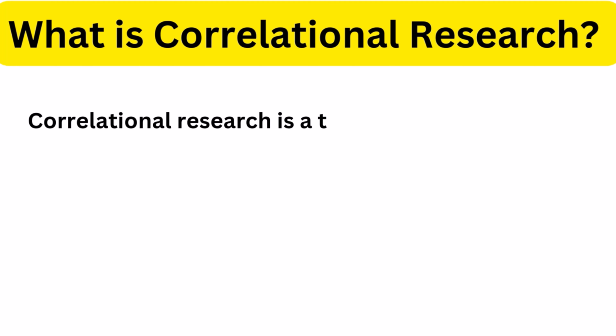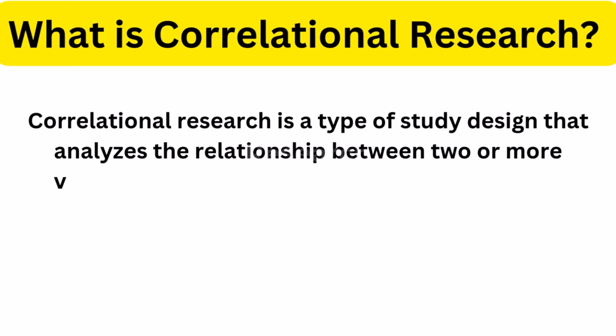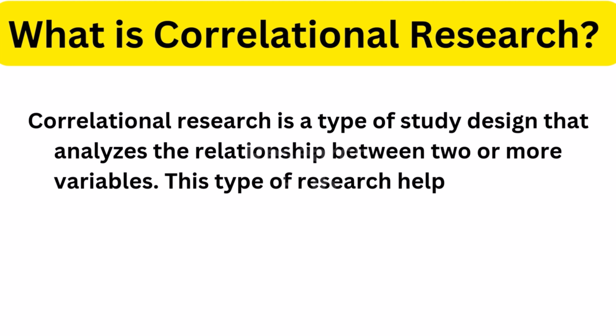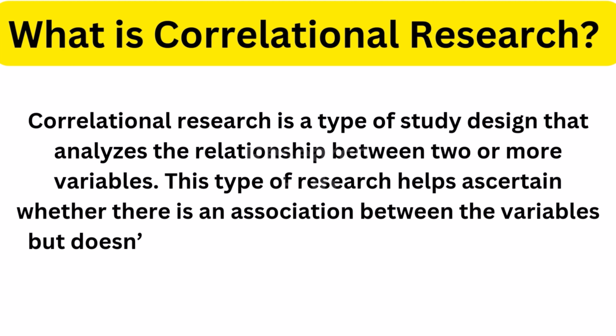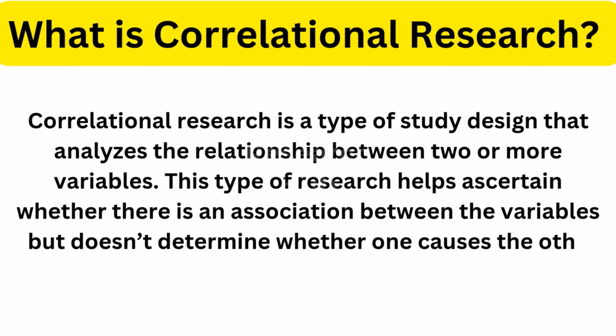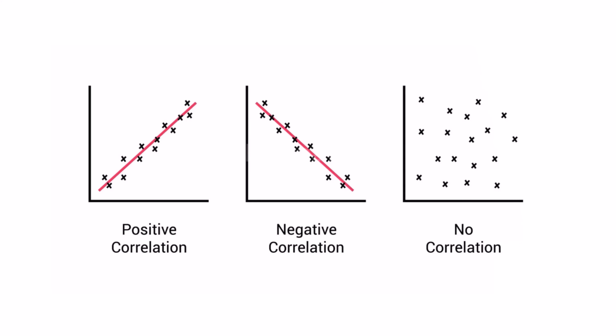Correlational research is a type of study design that analyzes the relationship between two or more variables. This type of research helps ascertain whether there is an association between the variables but doesn't determine whether one causes the other. Correlational research studies can have three possible outcomes or relationships between the variables: positive, negative, or no correlation.